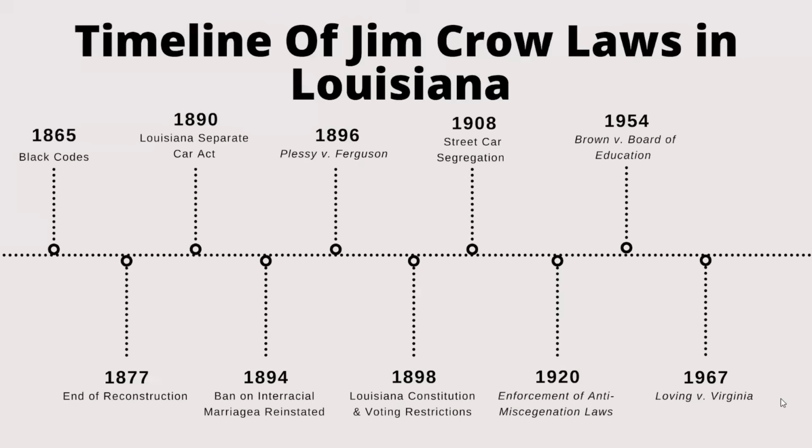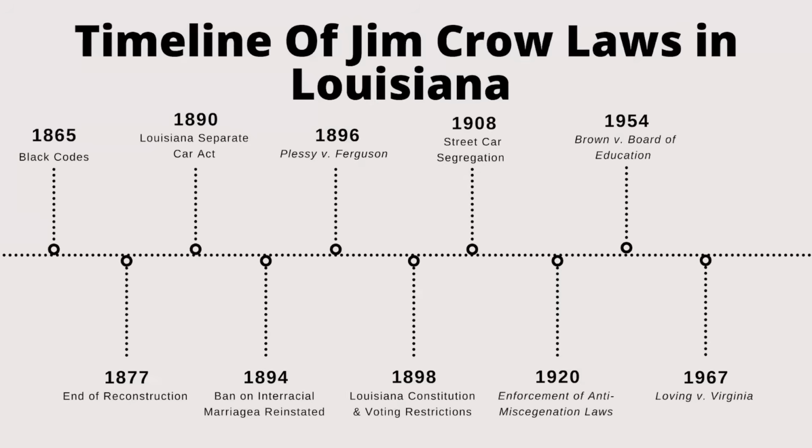These laws limited their rights to vote, own property, and move freely, and this would lay the groundwork for later Jim Crow segregation. Now, by 1877, Reconstruction is over. With the withdrawal of federal troops from the South, white Democrats regained control of Louisiana, and this marked the beginning of very aggressive efforts to reestablish white supremacy and enforce racial segregation, which would target Creoles of color as well as African Americans. Now, in 1890, the Louisiana Separate Car Act passed.